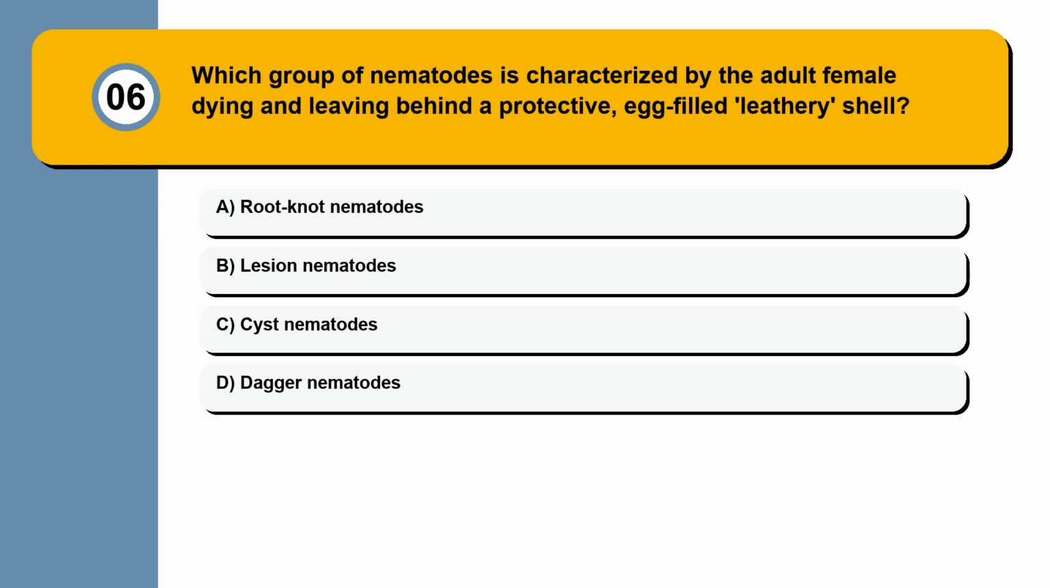Question 6. Which group of nematodes is characterized by the adult female dying and leaving behind a protective, egg-filled leathery shell? Root knot nematodes, lesion nematodes, cyst nematodes, dagger nematodes.